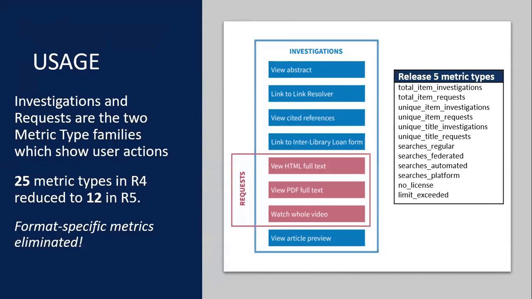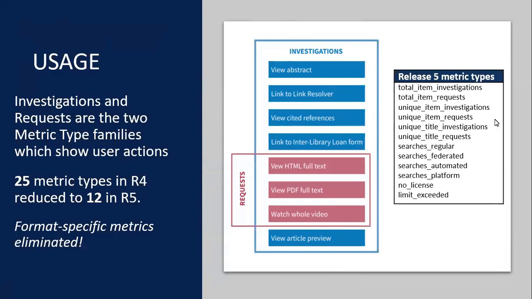So if you look on the right-hand side, you see the eventual list of 12 metric types in release 5. The equivalent between R4 and R5. So in R4, you might have looked at FT total as a metric that you would perform calculations against, and that would be the point of connection between an R4 and an R5 report.